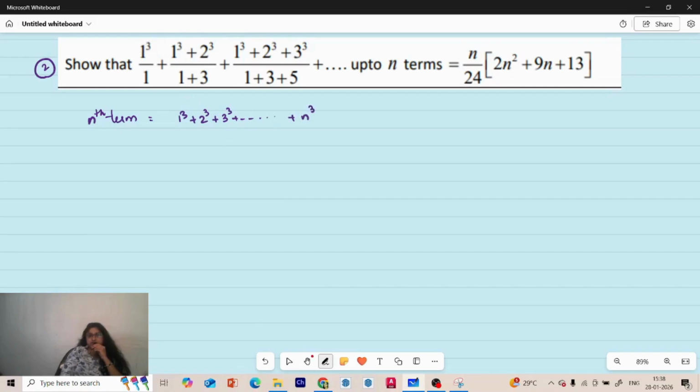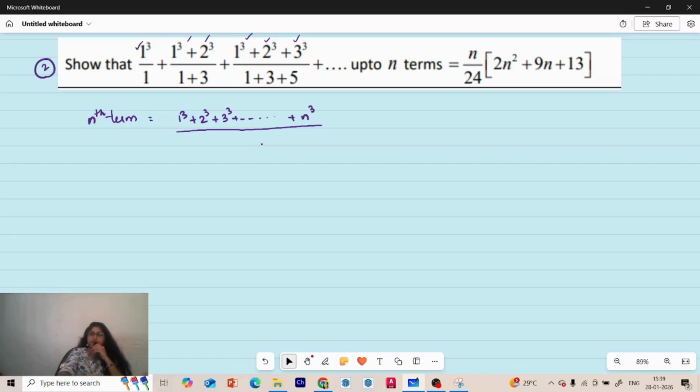So as you see first term లో 1 cube ఉంది, second term లో 1 cube plus 2 cube, third term లో 1 cube plus 2 cube plus 3 cube. So nth term లో 1 cube plus 2 cube plus 3 cube and so on up till n cube. Okay, that's what we're going to use.